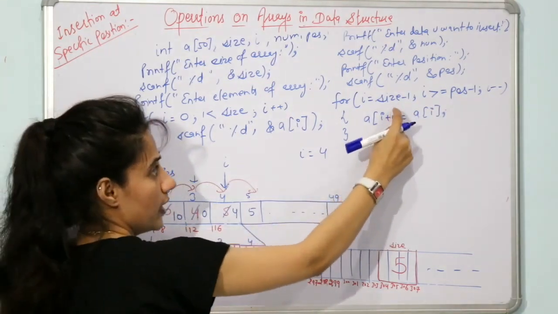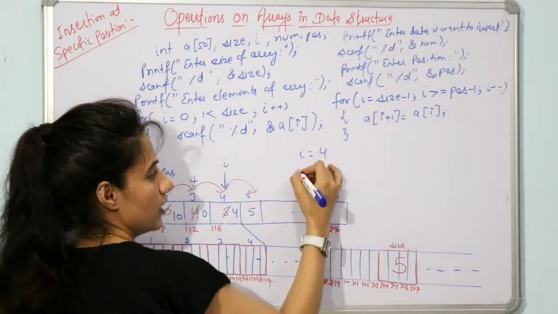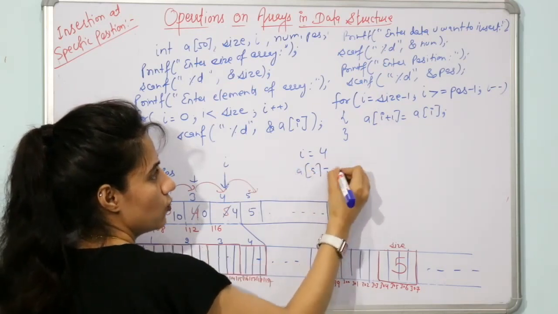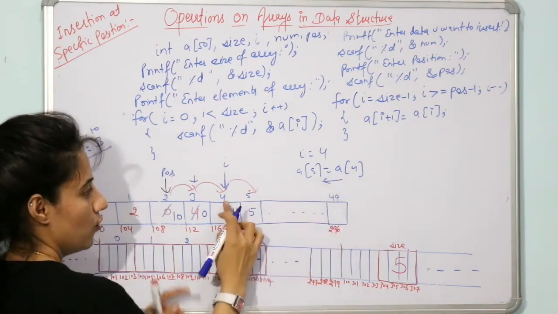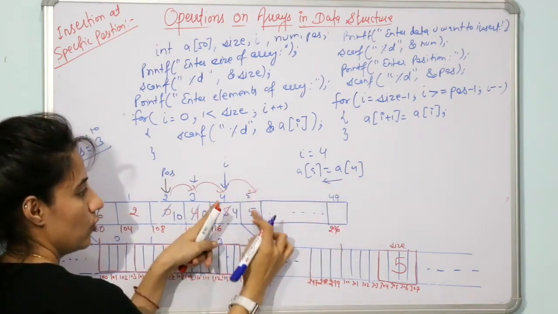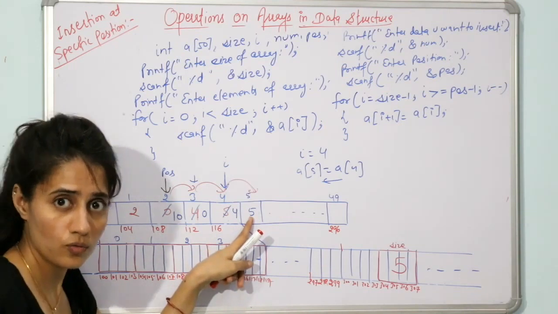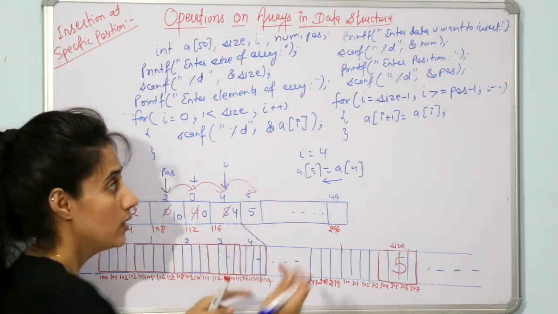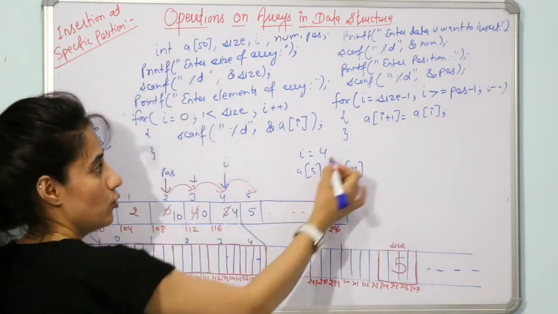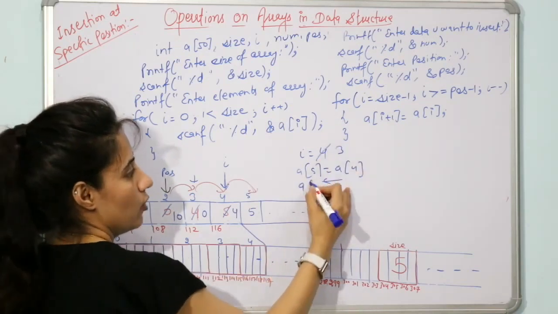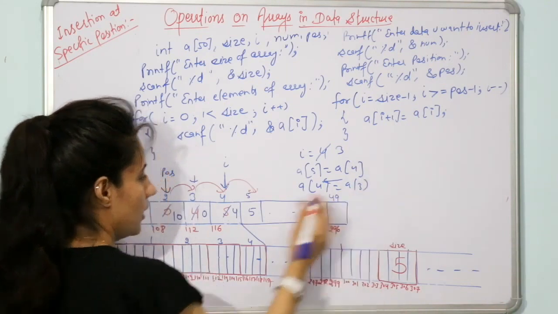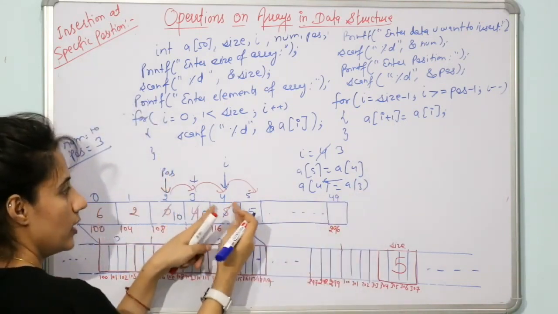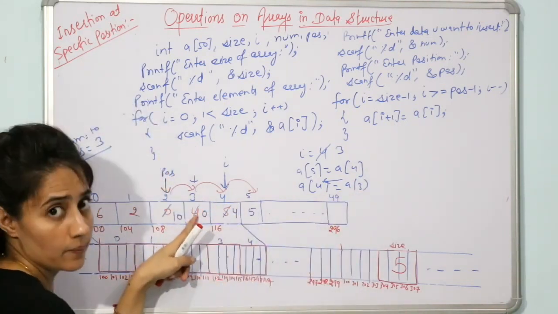So control will go here. A of I plus 1, that is A of 4 plus 1, 5, is equal to A of 4, and it means this A of 4 value would be transferred to A of 5. That's what we have done exactly, fine. Now again I minus minus, that is I would be 3. Now A of 3 plus 1, that is 4, is equal to A of 3. Now A of 3 value would be transferred here. Now again A of 2 value would be transferred here, fine.